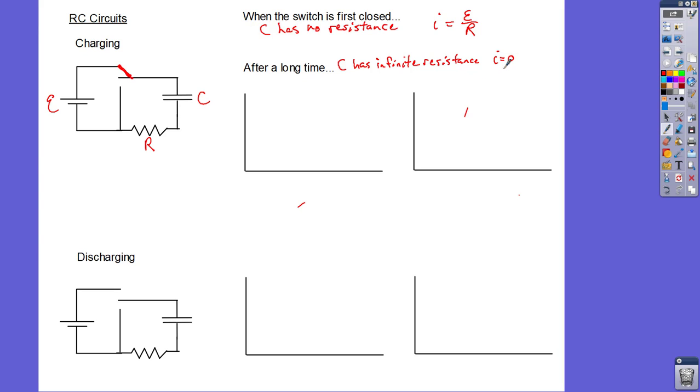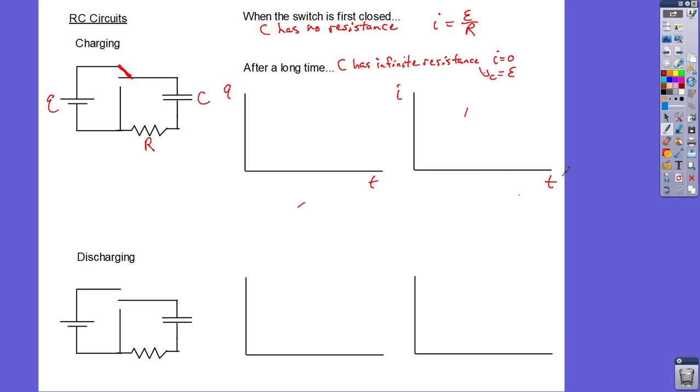and the voltage across the capacitor is equal to the EMF. Okay, there's no current, there's no voltage drop across the resistor anymore because there's no current, so that means all the voltage drop is there in that. Alright, and there are two graphs that we want to look at, the charge and the current over time.